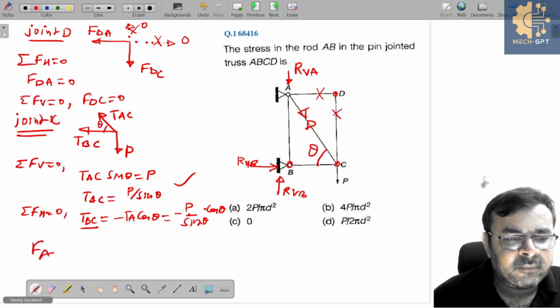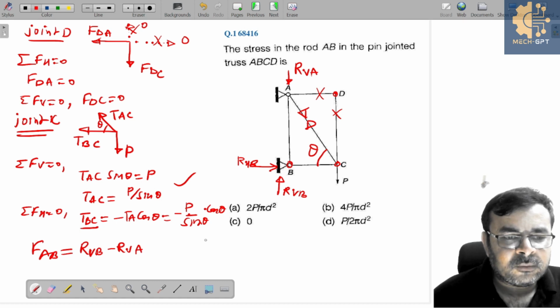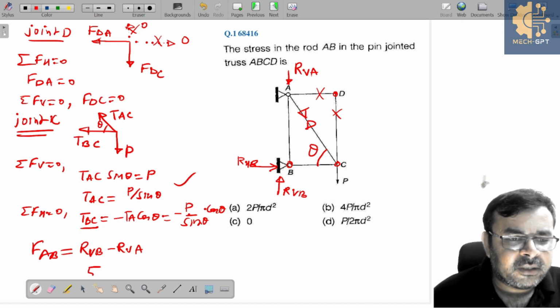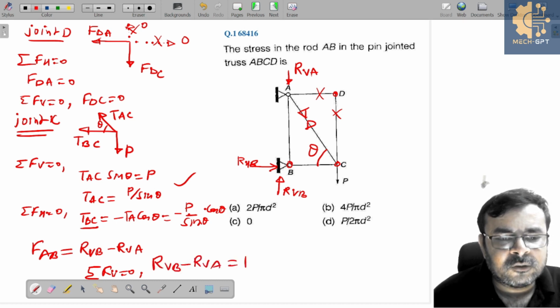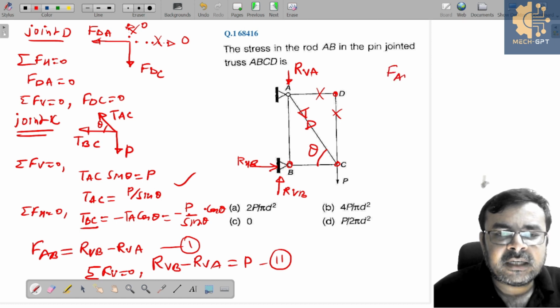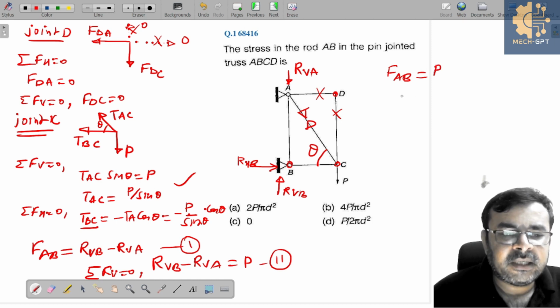So net force acting on the member AB is nothing but, can I say this is RVB minus RVA? Yes or no? And similarly, if you apply summation of vertical forces equal to 0, can I say this is RVB minus RVA is equal to P? So let's say this is equation 1 and this is equation 2. So from this, can I say net force acting on the member AB is nothing but P? Yes or no? This is P. Instead of RVB minus RVA, you just put this P value.